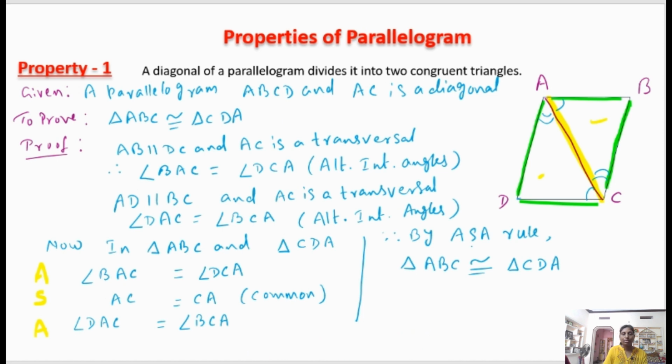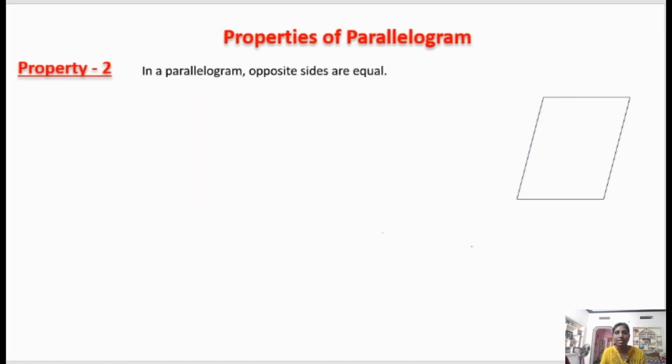There are so many properties, but this property is important. We need to understand how to prove it. Okay, so I hope it is clear to all of you. Now let's move to the next property. Okay, what is this property?